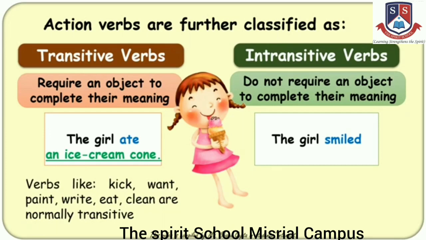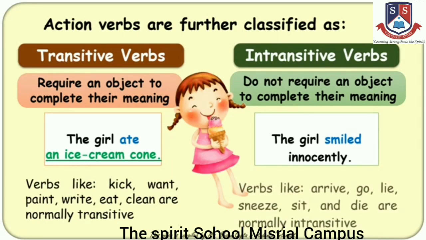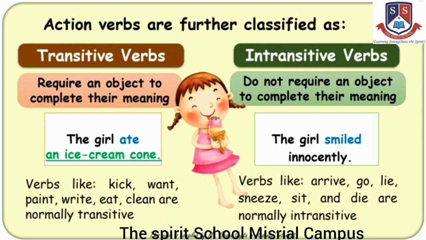It sounds absurd. But we can add an adverb like innocently after the verb smile. Please note the word innocently describes the verb, but it's not an object. Verbs like arrive, go, lie, sneeze, sit and die are normally intransitive and they can't take an object after them.